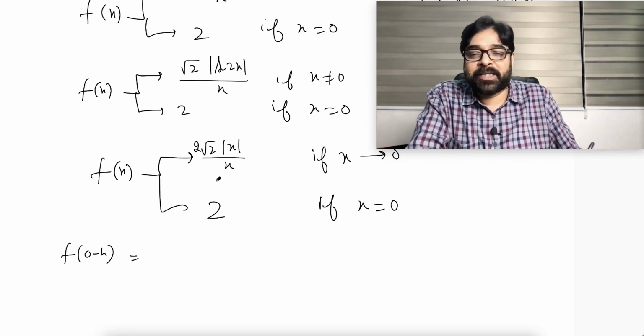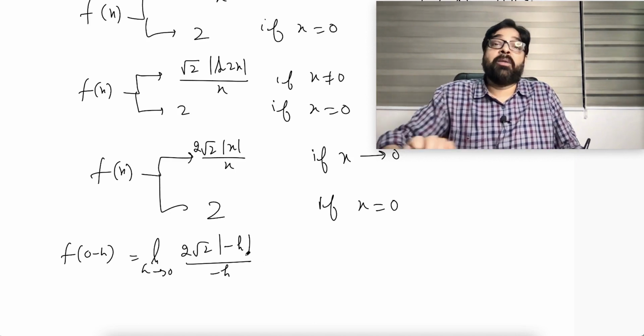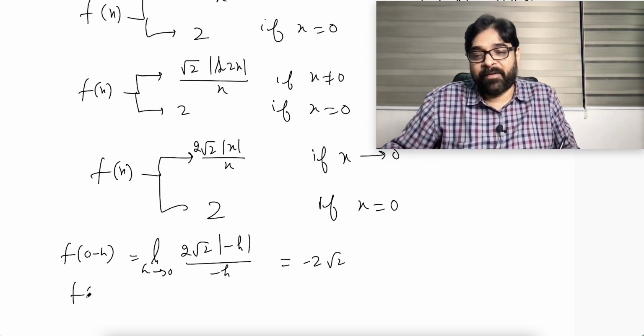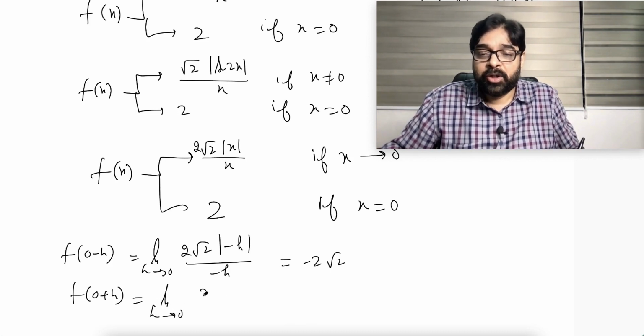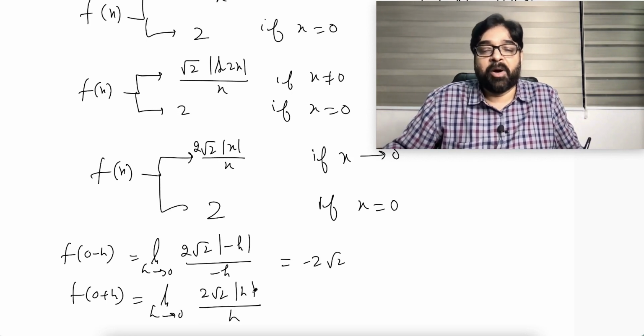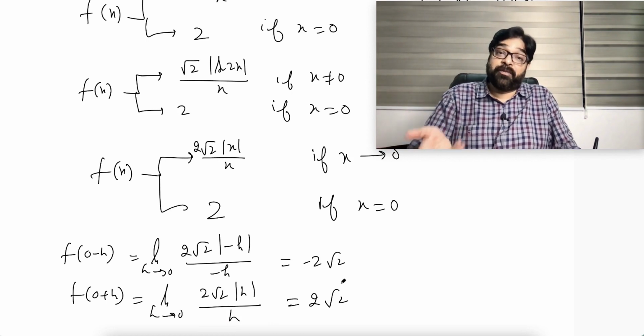So if you put 0 minus h here, we get limit h approaches to 0, 2 root 2 mod of minus h by minus h. Mod of minus h how much? h. h by h cancels, minus. So minus 2 root 2. And f of 0 plus h, limit h approaches to 0, 2 root 2 mod h by h. Mod h is h, cancelled, 2 root 2. These two themselves are not equal.